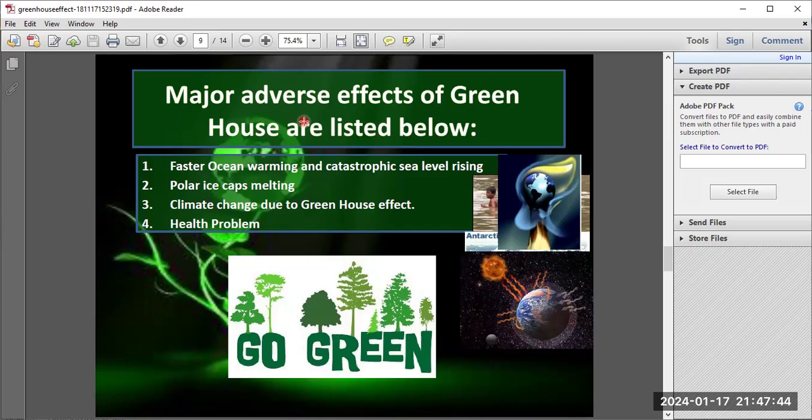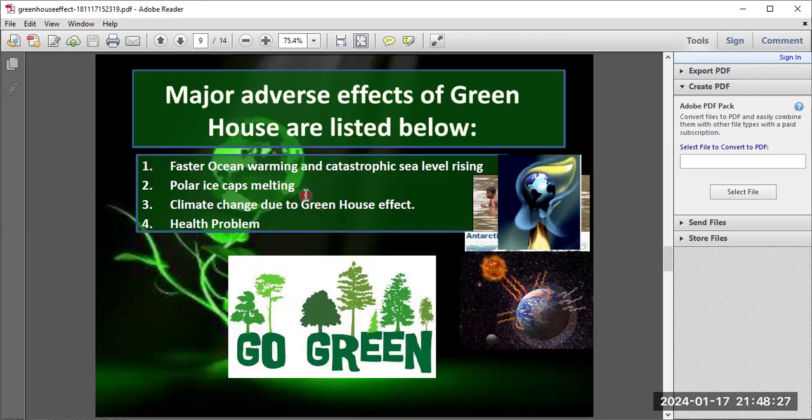And due to this rising of the Earth's surface temperature, the ice glaciers are also melting continuously at a faster rate. Due to the melting of ice, the fresh water stored in the glaciers is coming towards the sea and it is ultimately raising the sea level. Polar ice cap melting, as we have just discussed. Due to the rising temperature, ice is also melting.